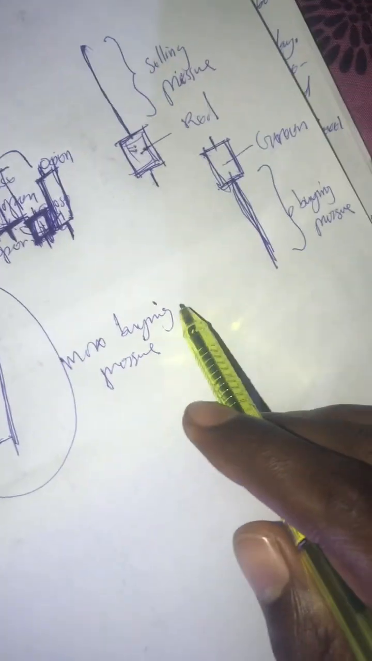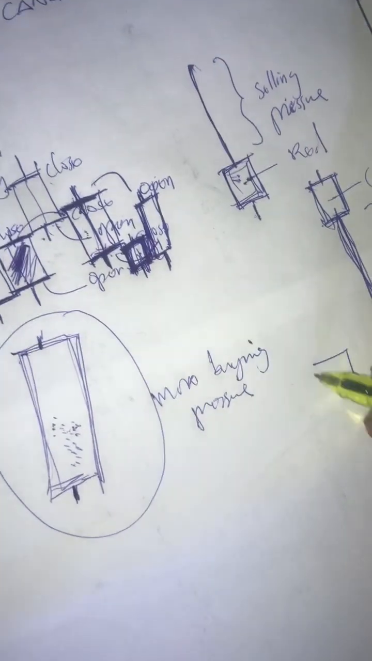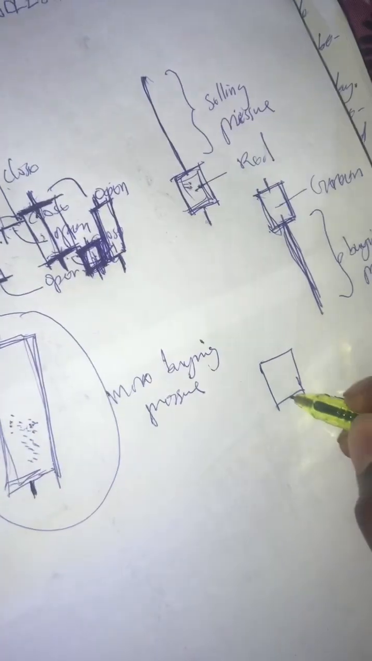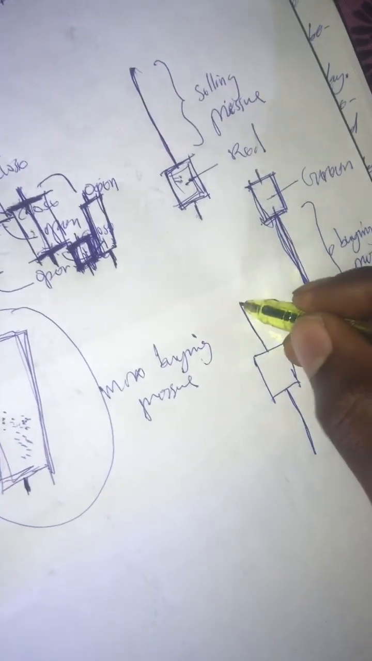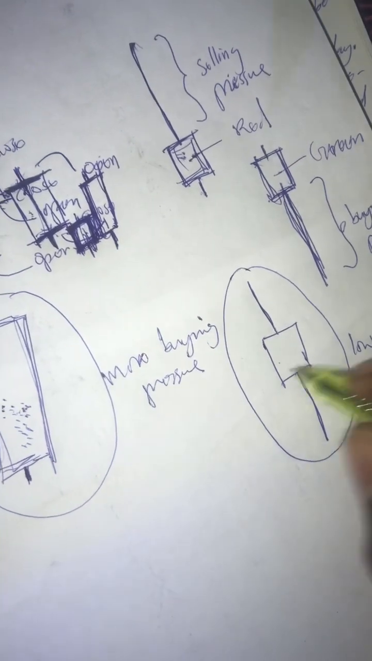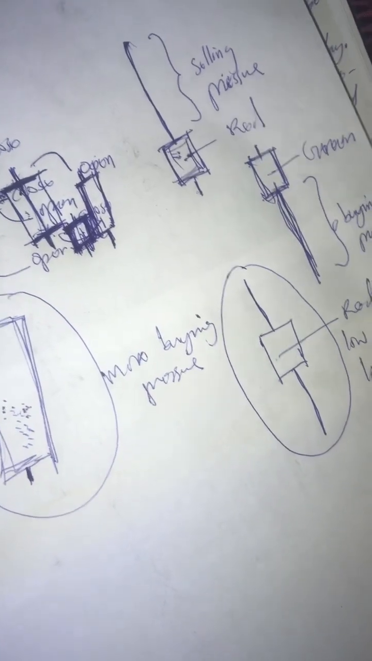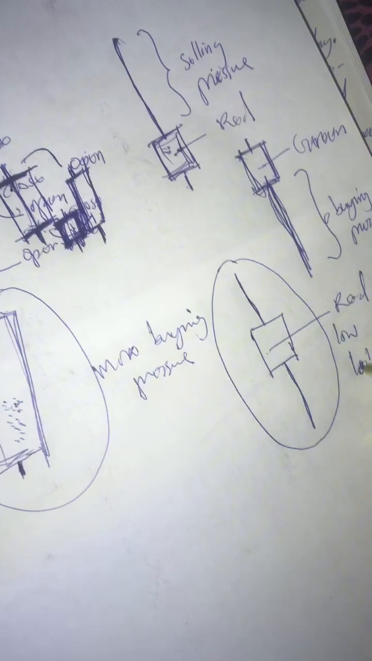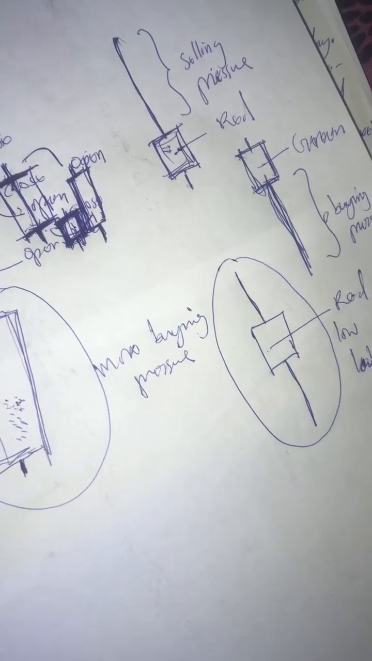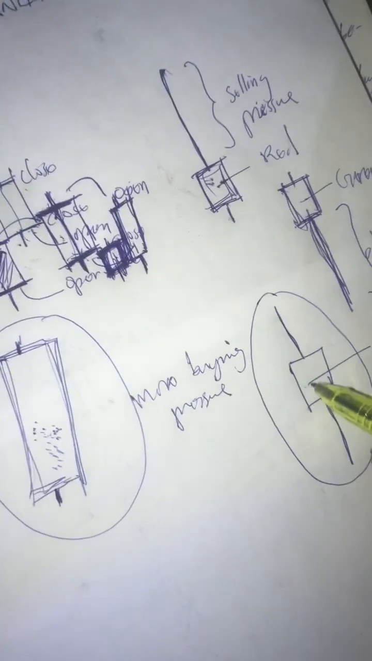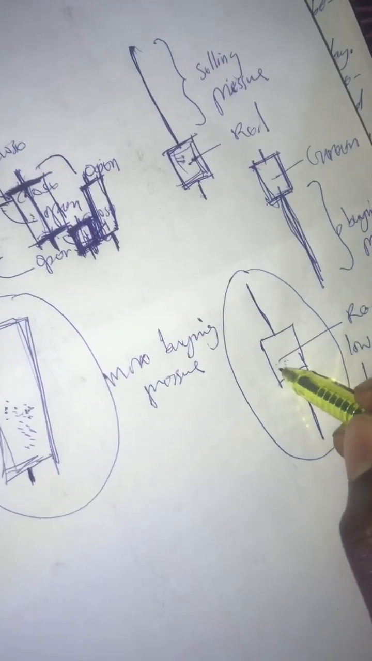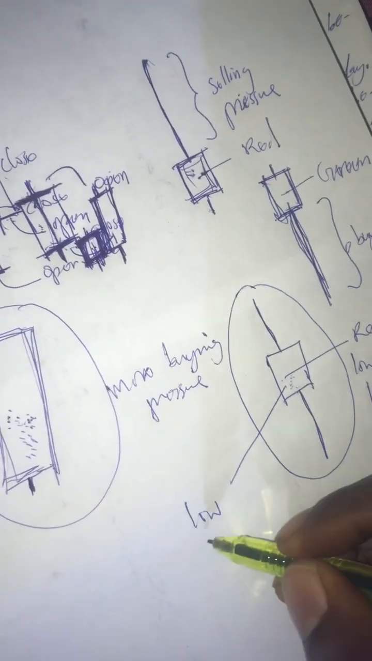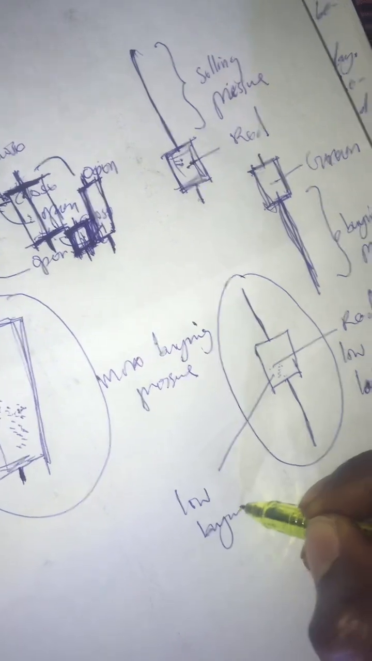Then if you see a short candlestick with long wicks on the two sides, if the candlestick is red, it's telling you that there is low selling pressure. But if the candlestick is green, it's telling you that there is low buying pressure.